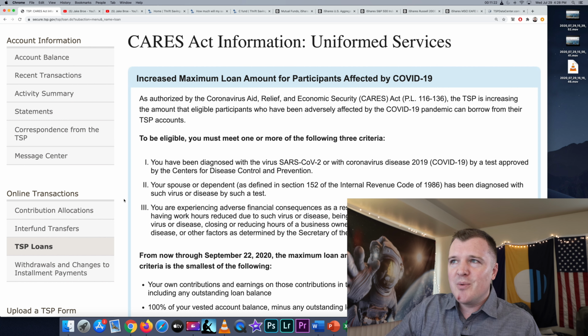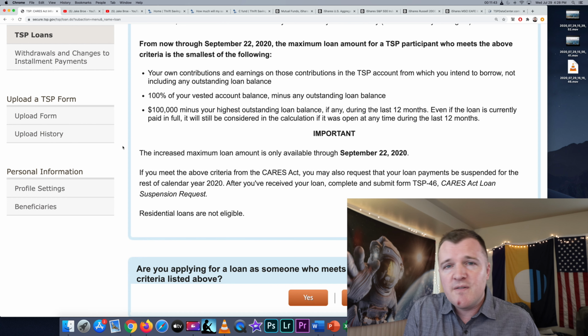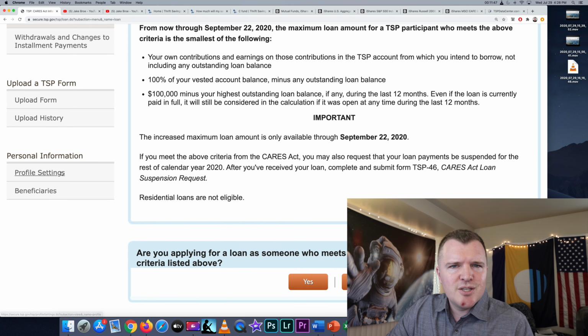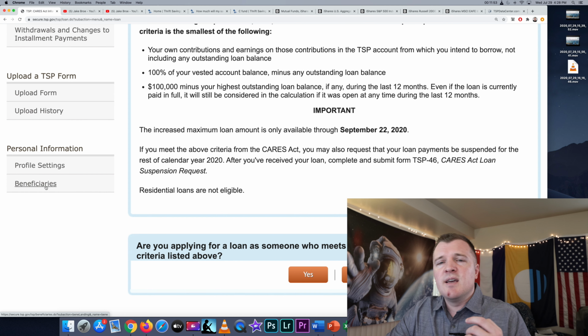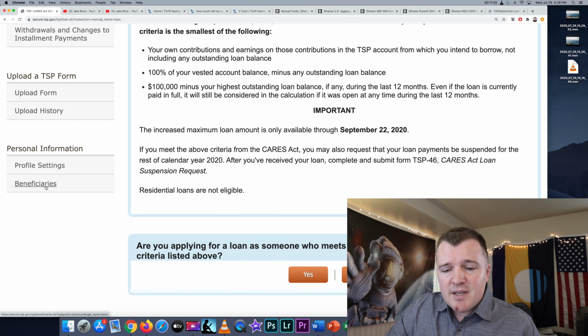You can also upload documents to the TSP if something needs to be verified. You can also go to your profile settings and change your phone number, your email address, your home address. And then there's a tab for beneficiaries, in the untimely event of your passing. Where do you want your TSP account balance to go if you die?